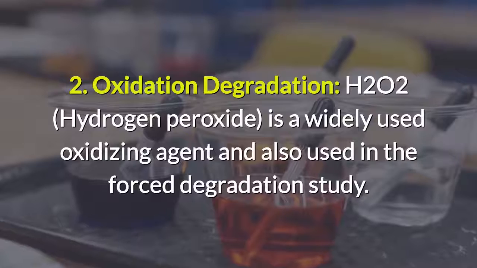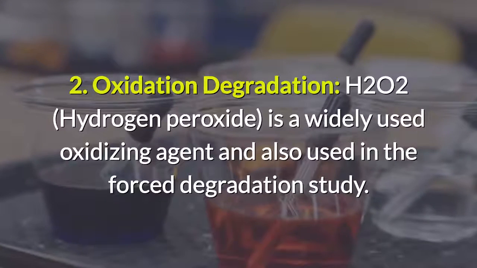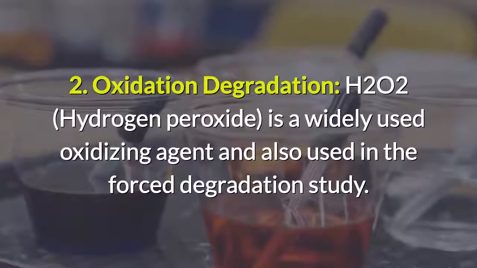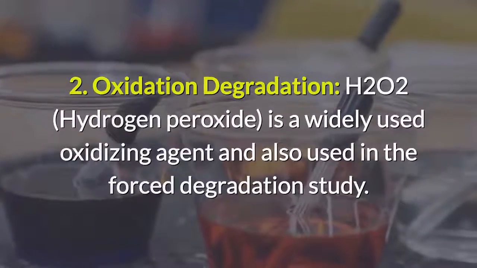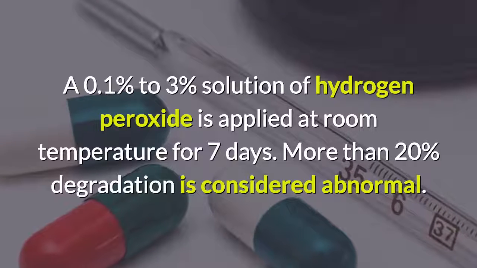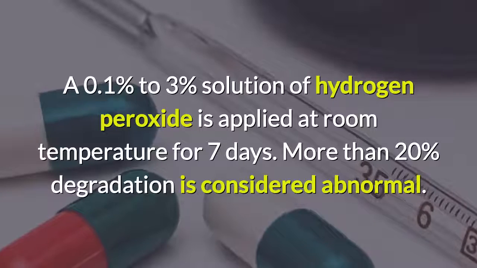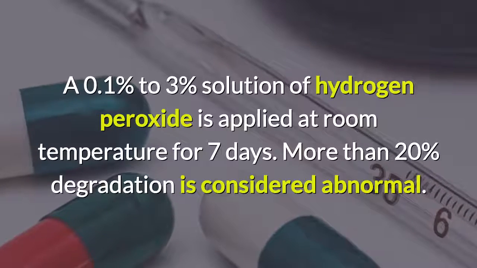2. Oxidation degradation. H2O2, hydrogen peroxide, is a widely used oxidizing agent and is also used in the forced degradation study. A 0.1% to 3% solution of hydrogen peroxide is applied at room temperature for 7 days. More than 20% degradation is considered abnormal.